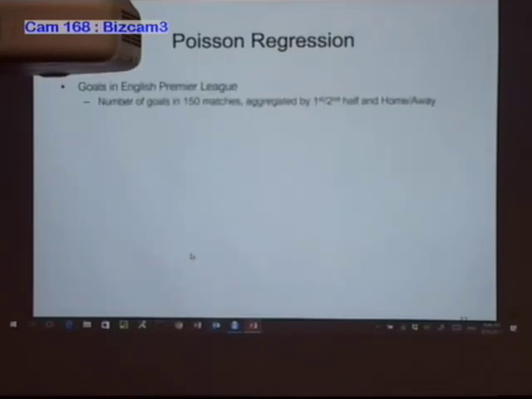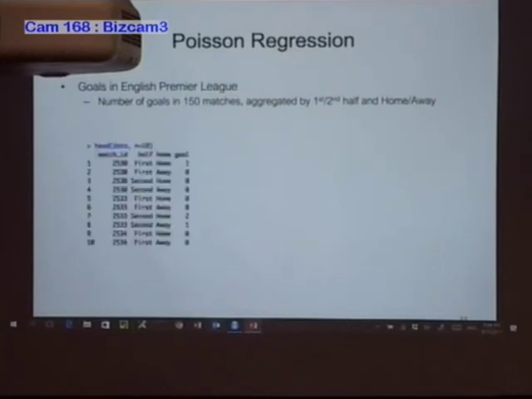So I have a small data set about football games, 150 matches from the English Premier League. And the data looks like this. I'm splitting each game into 4 different groups. This is a game ID. So the first 4 rows are about the same game. But I'm counting how many goals in the first half by the home team, first half by the away team, second half by the home team, second half by the away team.